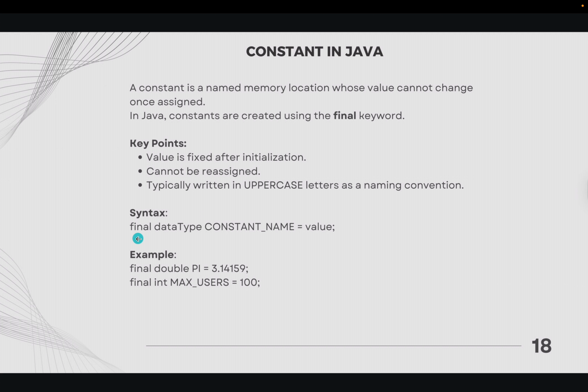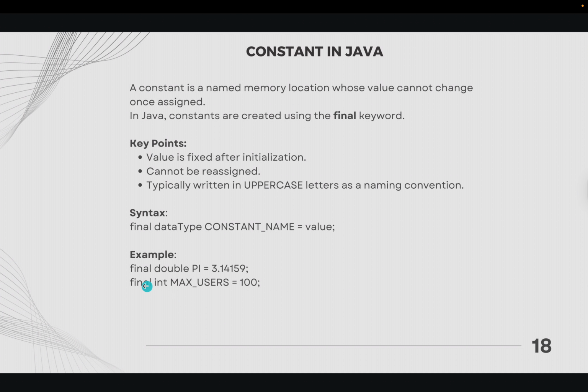And here is the syntax. Final, then data type, constant name, and value. What is the difference between a final and a regular variable in terms of syntax, right? The keyword final is there, plus the variable name is in uppercase. And instead of using camel case, we're using uppercase letters and an underscore in between words.